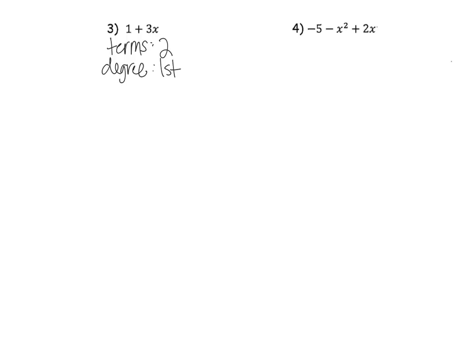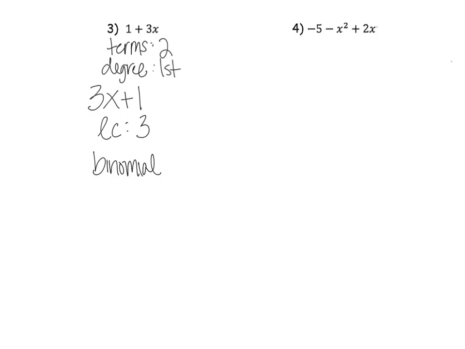And what is the leading coefficient? Because you know what? We really need to write it in order. 3x plus 1 is the better way to write this because we always write it in descending order. And x to the first has more importance than just a plain old 1, a constant. So the leading coefficient right now is going to be the 3. On number 3, it's a binomial.